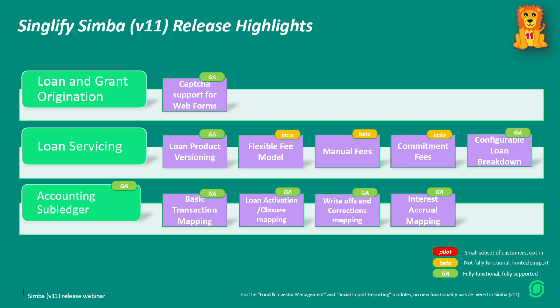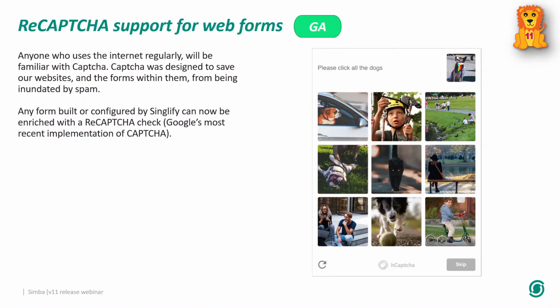We will now dive into a number of key new features to explain them further, and in some cases provide a live demo to show you what we've built. We will have live demos of loan product versioning, manual fees, commitment fees, and the configurable loan breakdown. So let's start with the first new feature, reCAPTCHA support for web forms.